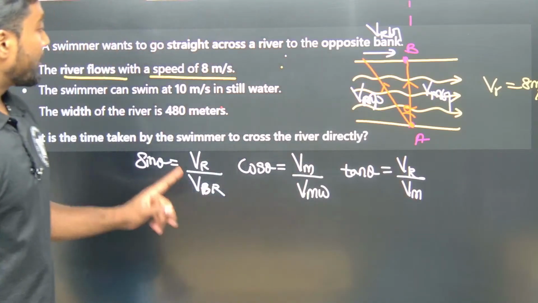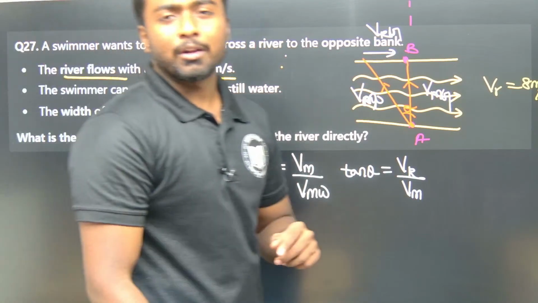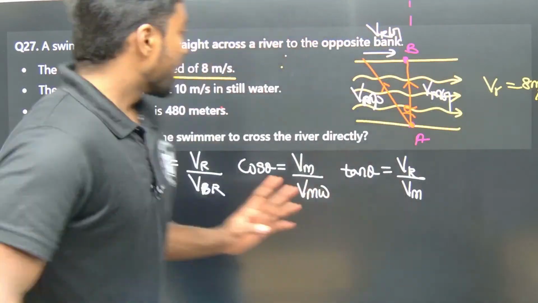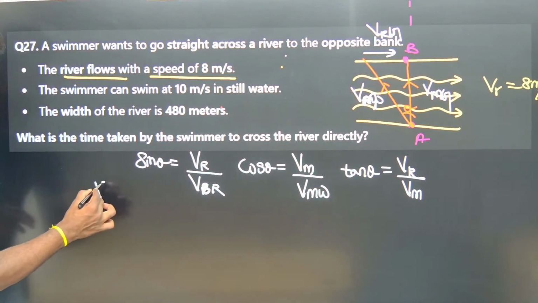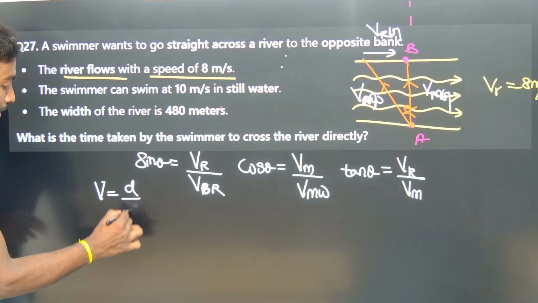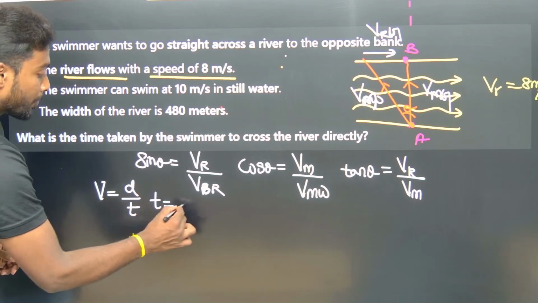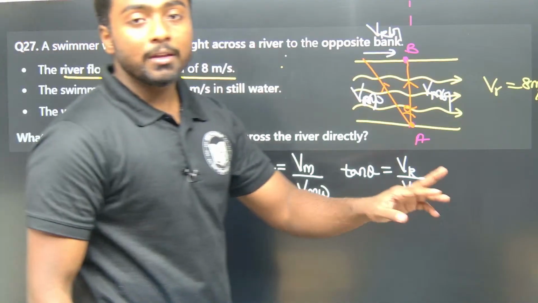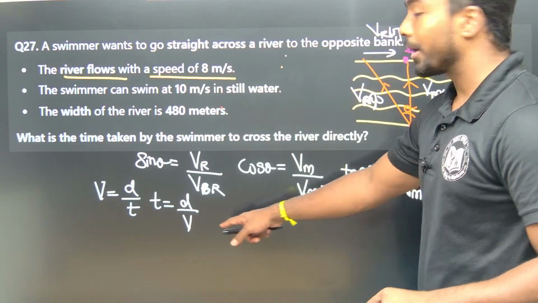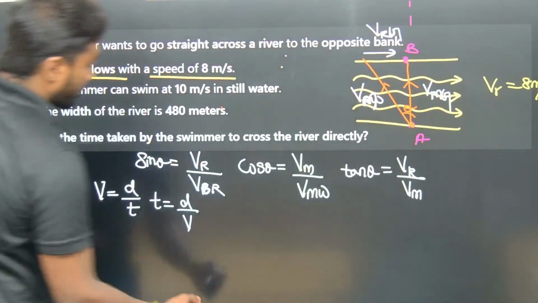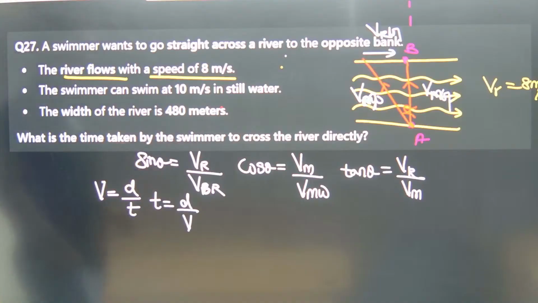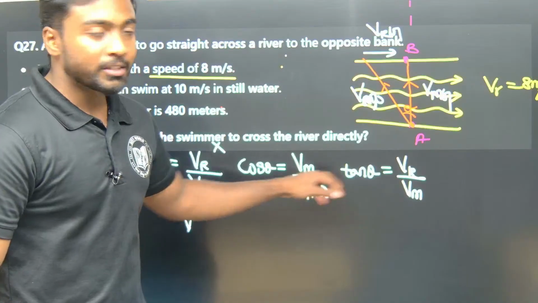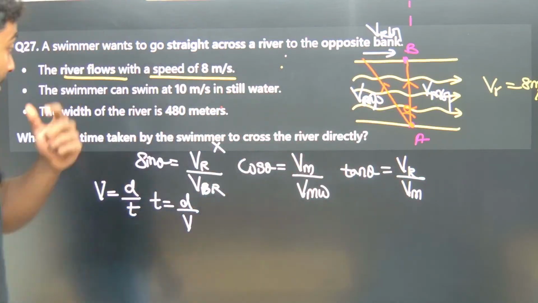Now for the time taken, we know the formula for velocity. Velocity is the displacement by time, where time is equal to displacement by velocity. So I need the velocity of the swimmer. From these, sin theta has no velocity of the swimmer, but I can use cos theta or tan theta.